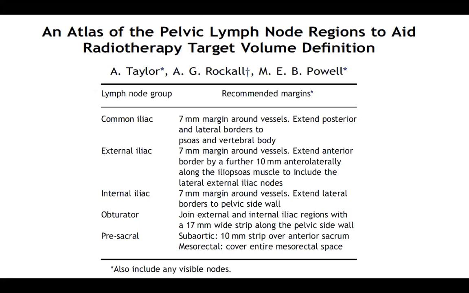Now, for the nodal stations, first of all, we know that the lymph vessels follow the blood vessels. So the best approach is to track your arteries and veins, then expand them and give an adequate margin, and more or less we have covered the lymphatic vessels very well. In general, there is a 7 mm margin around the common iliac, external iliac, and internal iliac. The obturator itself is a very small artery, so we try to cover this area, which lies between the external iliac anteriorly and the internal iliac posteriorly. Any gap between these two is taken as the obturator region, and we need to join both these areas together.